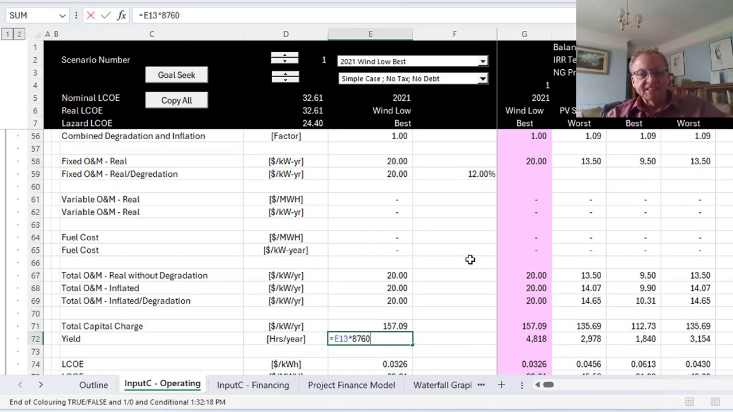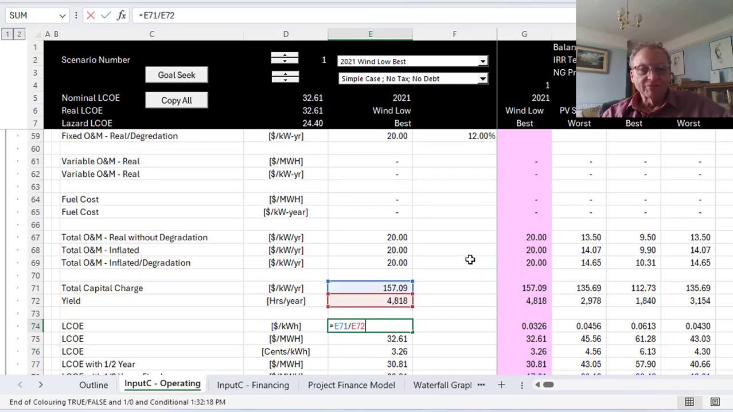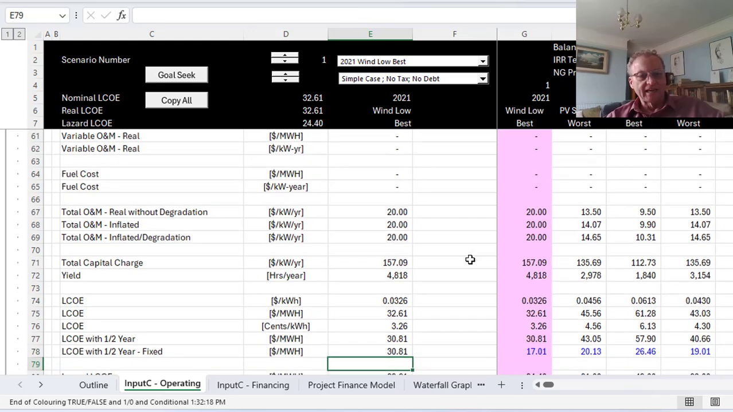We divide this by the capacity factor multiplied by the number of hours, and then we get how many hours we're operating per year in solar. That's the yield, and we could put that for anything, and then we can get USD per kilowatt hour or USD per megawatt hour or cents per kilowatt hour.